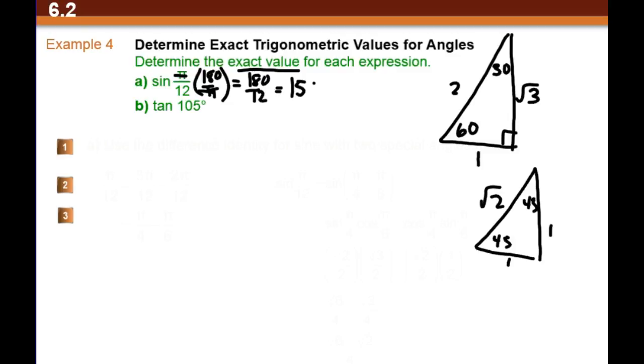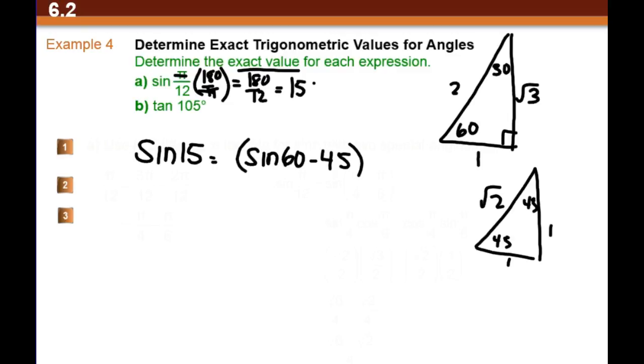60 minus 45. Okay, 60 minus 45, or you could do 30 plus. No, we can't. We got to do 60 minus 45, right? Because sine 15 is the same thing as sine 60 minus 45, because 60 minus 45 is 15.